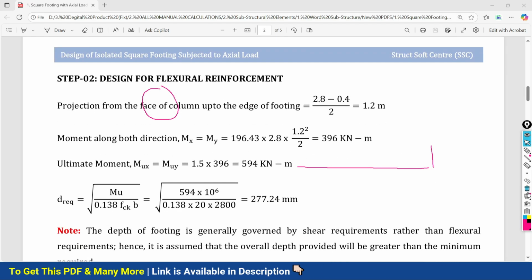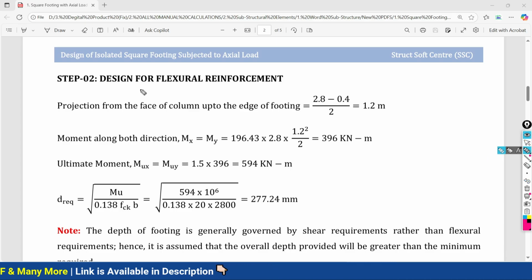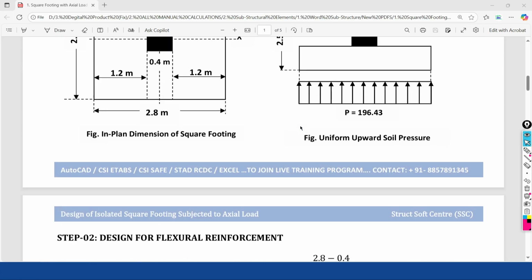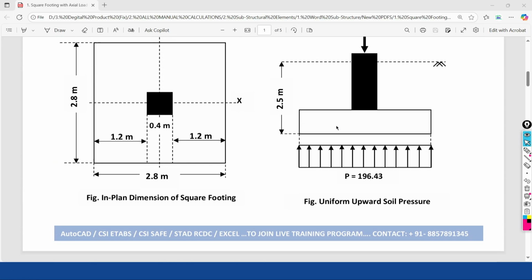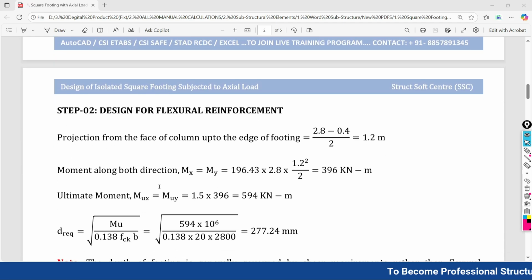Next, we are going to do the flexural design of the foundation, or finding the flexural reinforcement, because we want to provide the reinforcement in the foundation. So what reinforcement is required? We need to calculate that, and how you can calculate that, have a look over this.